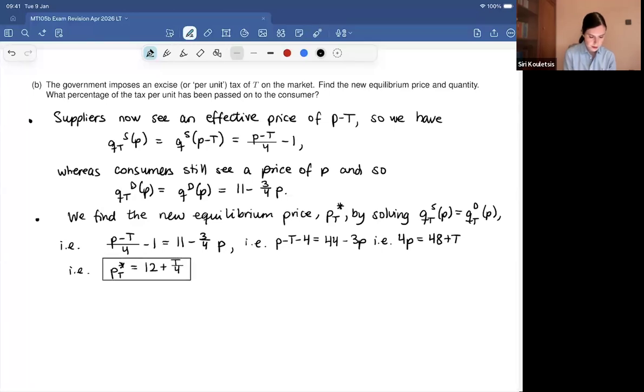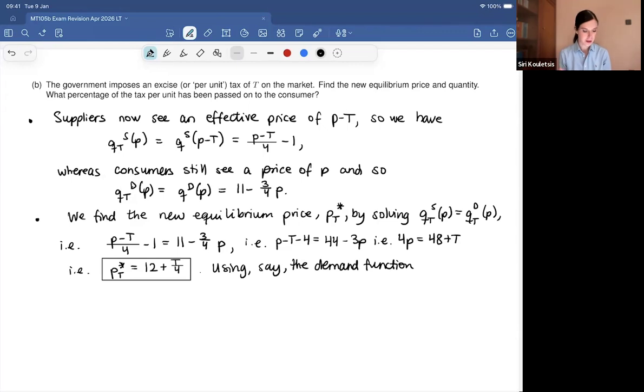And now we need to substitute that back into either the new supply equation or the demand equation to find Qt star. And I'm going to use the demand function. Sometimes the advice here when there's an excise tax is to use the demand function because it hasn't changed.